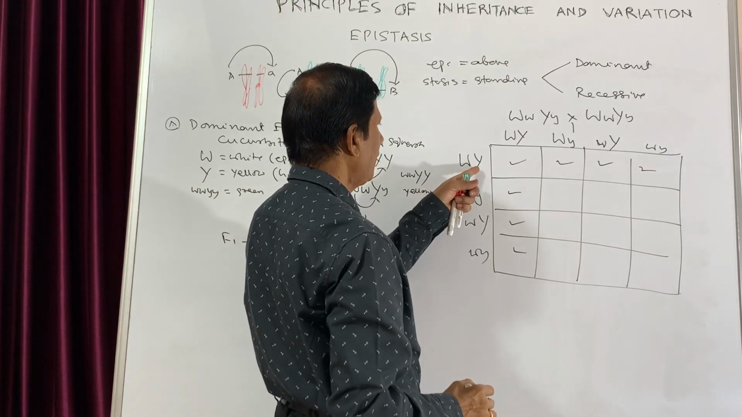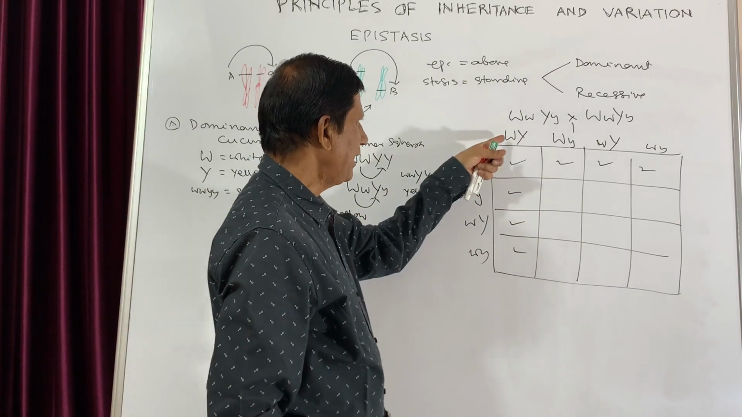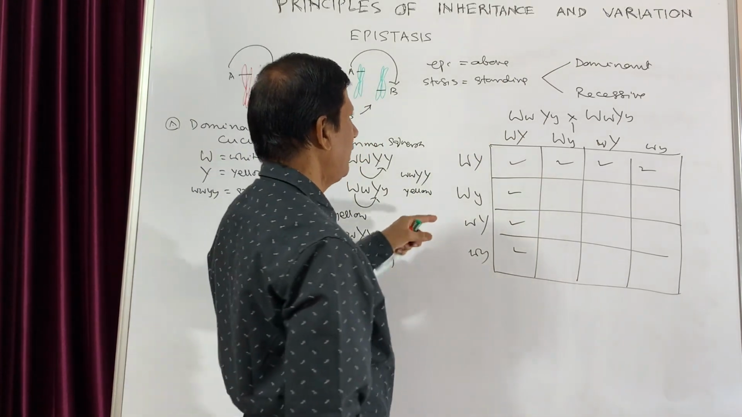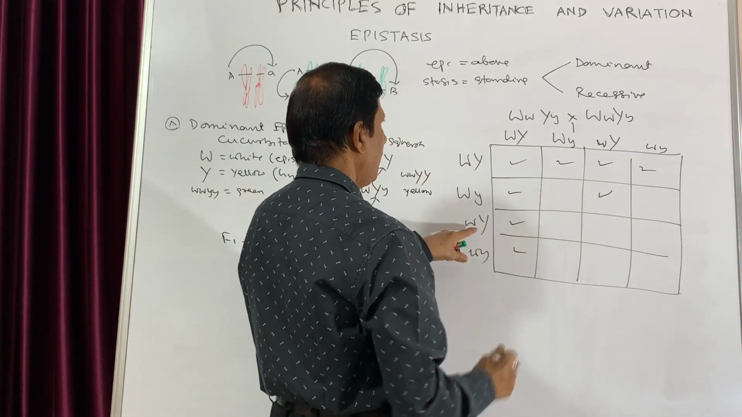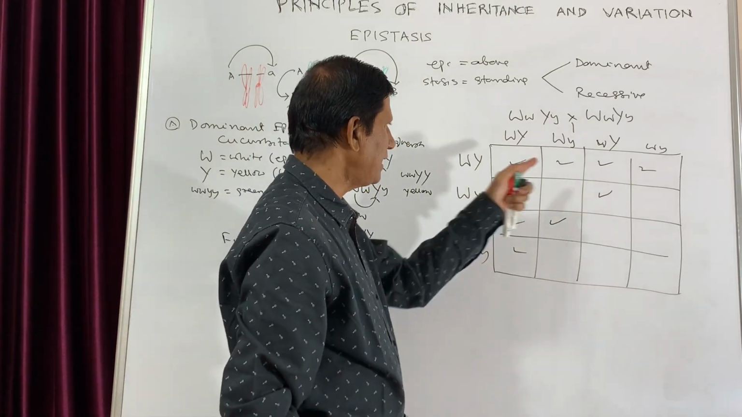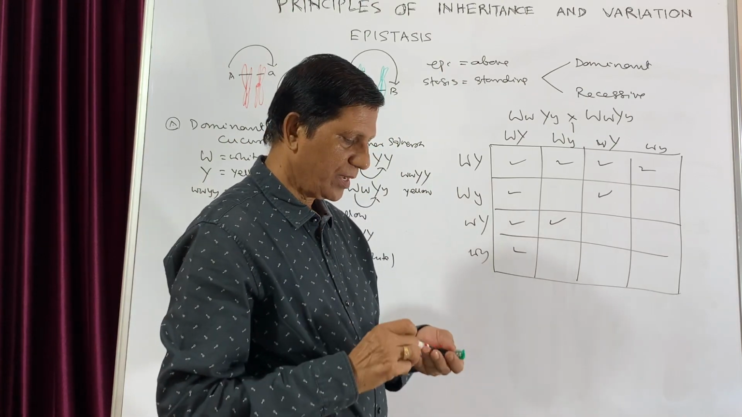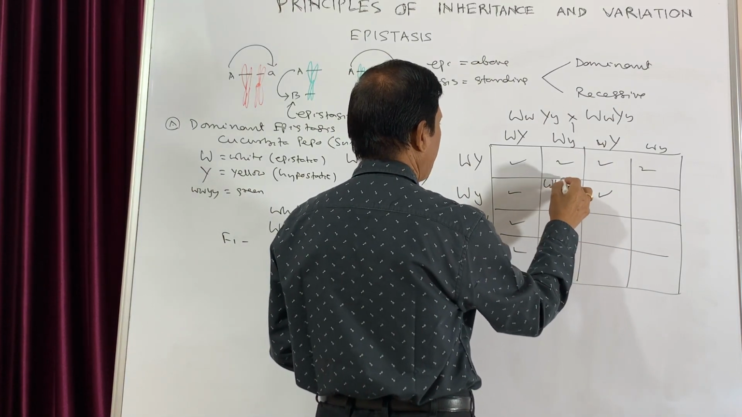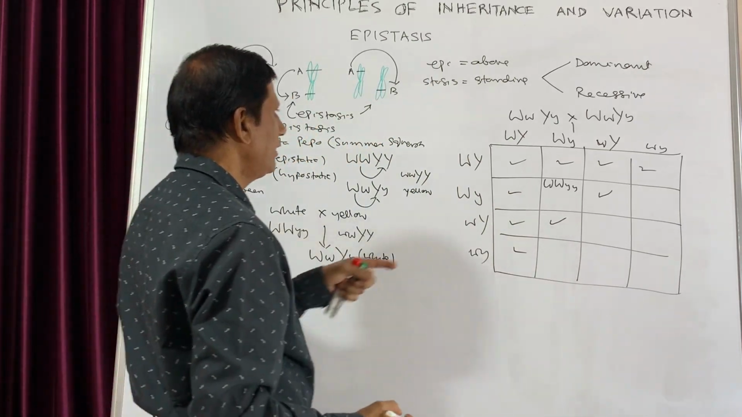Because here capital W, capital Y are there, this means all will be of white color. Here capital W, capital Y are there, that means it will also be white color. Then here capital W, here capital Y, so this will also be white color. That means at these 9 places, both the dominants are present and all are white color. But you see, here what is there? Here capital W, small y there. So only when capital W is there, this is also white color.